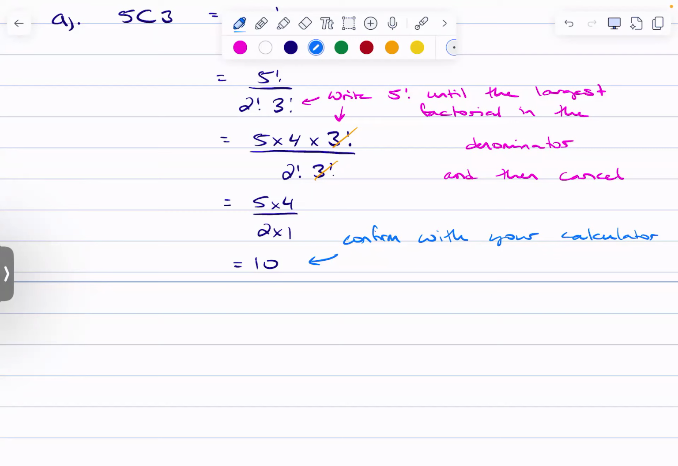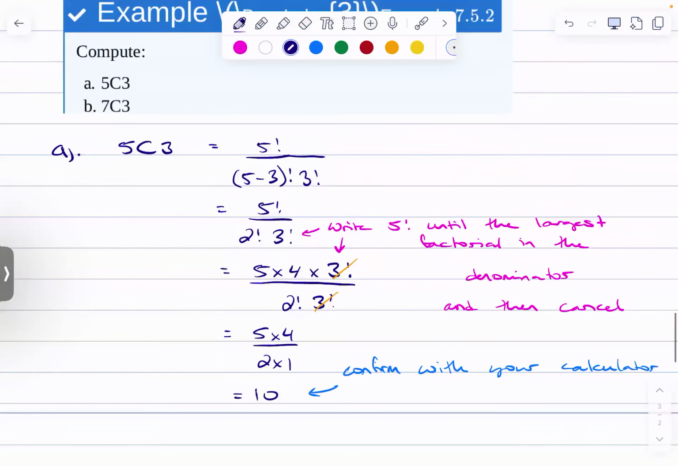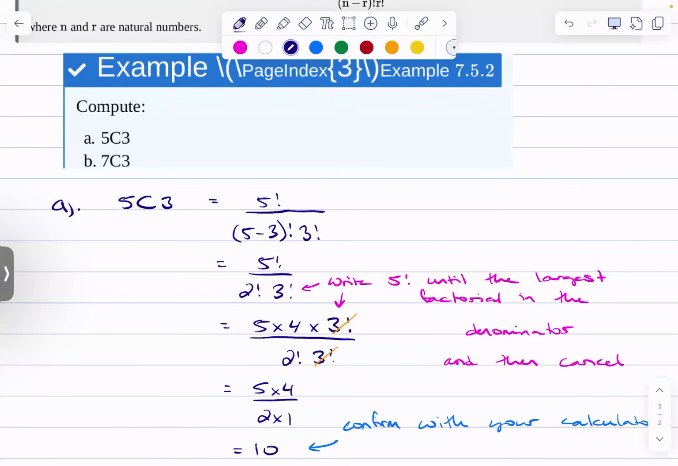Some calculators have a C and then n comma r. So it just depends on how your calculator works. I'll remove that because I think that's pretty rare, but you can confirm it with your calculator, which is always nice. Be able to check your work. How luxurious.